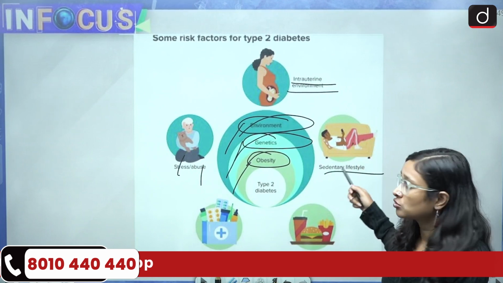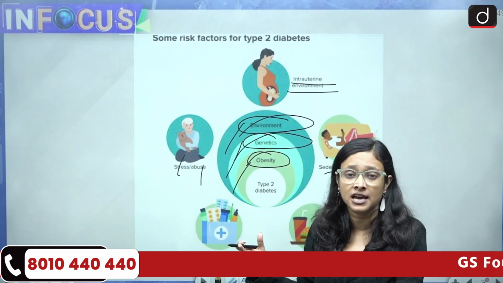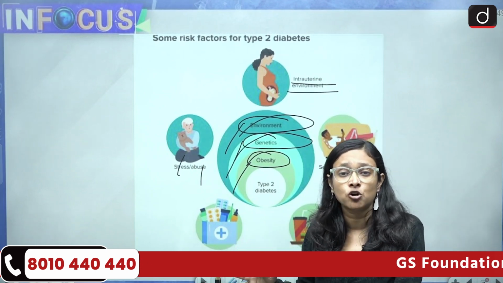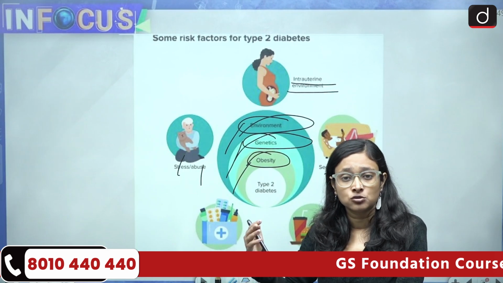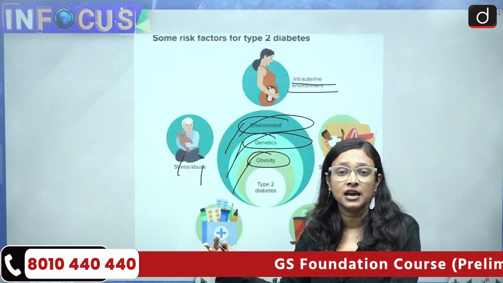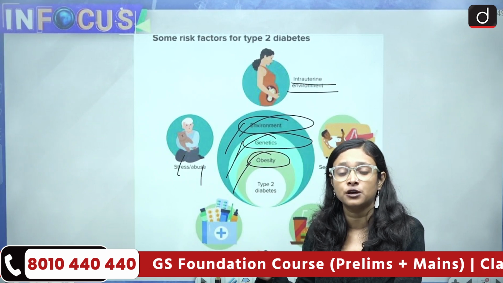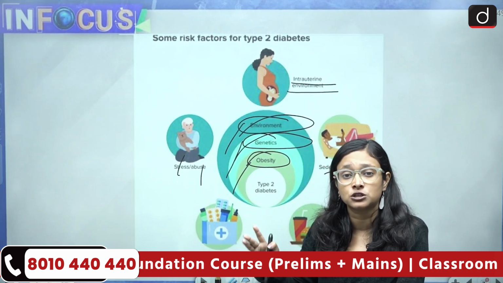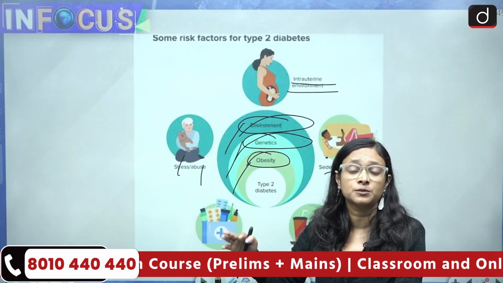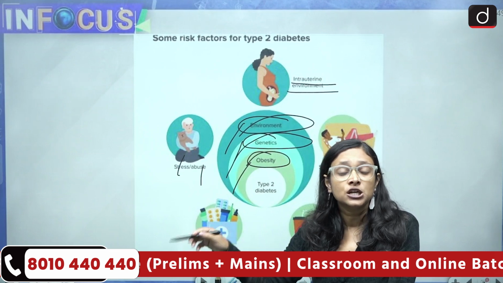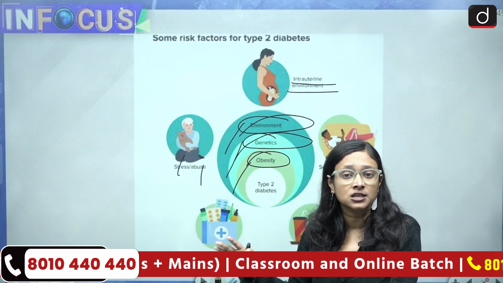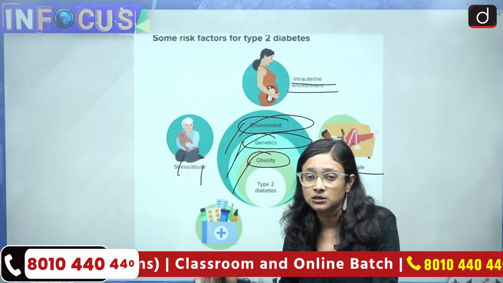Sedentary lifestyle. If you're not having proper physical exercise and you're just lying down, and right now there's so much craze of office jobs and various kinds of things. In that situation also, if you're not exercising and you're sitting continuously for 9 to 10 hours, or sometimes even 12 to 13 hours, there are chances that you might develop diabetes.